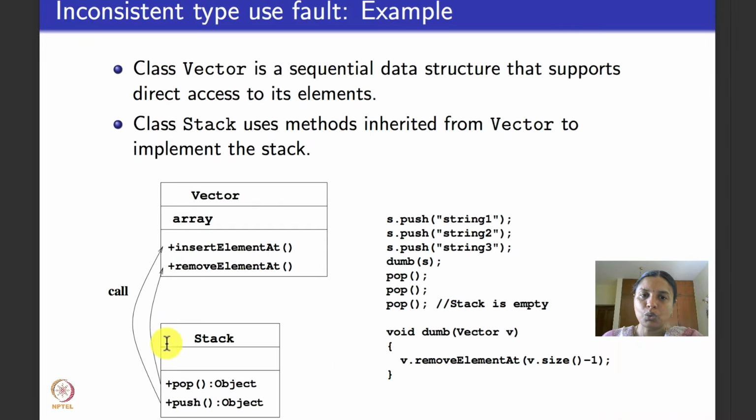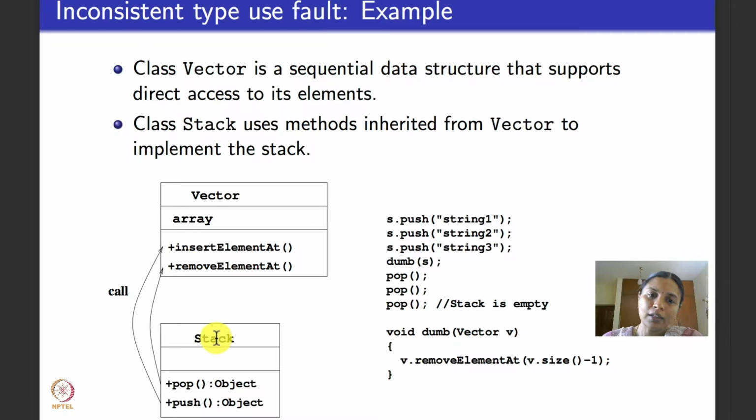Let's say we have these two classes. There's a class called vector, which uses a sequential data structure called array, and it supports direct access to all its elements. It has two methods. One method does inserting an element at a particular point, and it also does removing an element at a particular point.